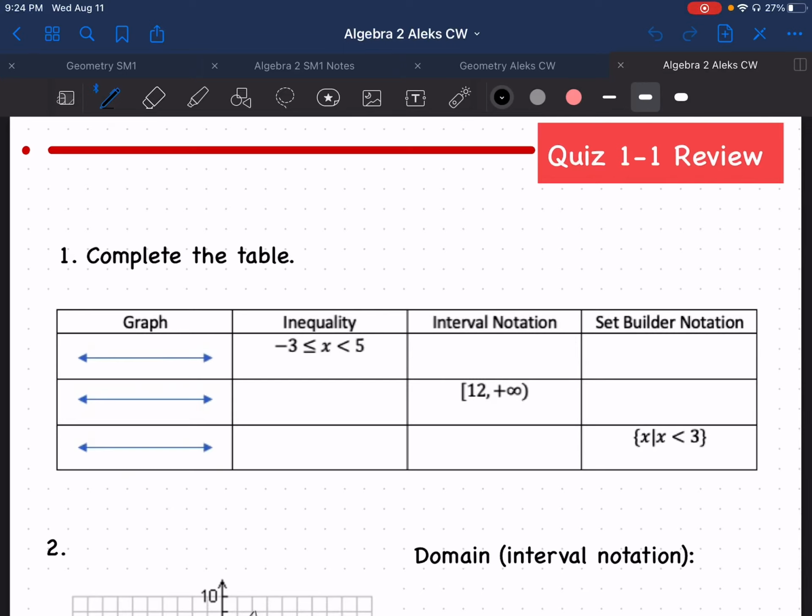Today's lesson is your review for quiz 1-1. The first question on our quiz today is going to ask you to complete the following table.